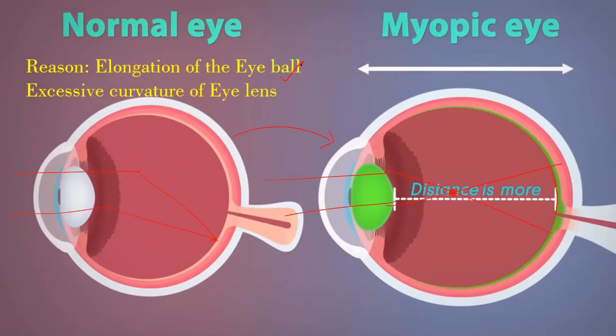Secondly, excessive curvature of the eye lens. That means when the eye lens, due to certain reasons, loses the ability to become thin, it will always be bulged out. Always bulged out means focal length is always in a decreased condition, so you can only see nearby things, you cannot focus on far off things. It cannot go from this bulged position to a thin lens. A thin lens means more focal length, which means you can focus on far off objects. These are the main reasons: elongation of the eyeball and excessive curvature of the eye lens.